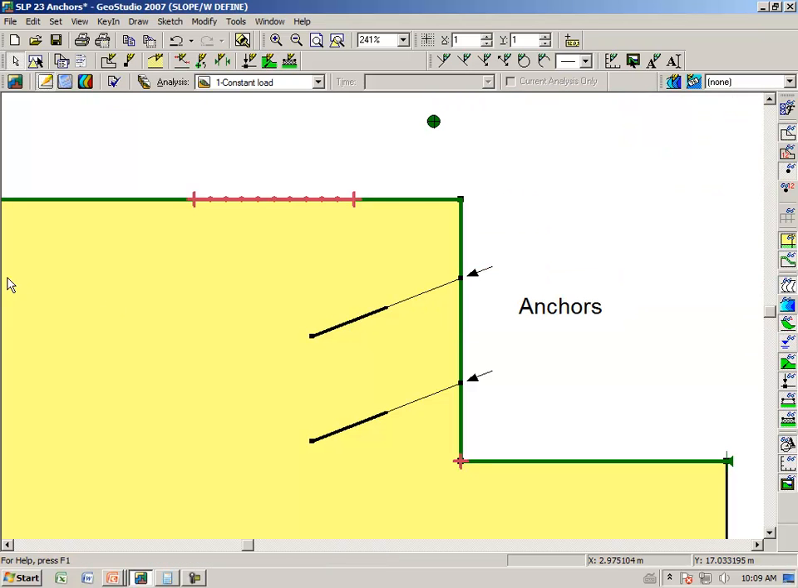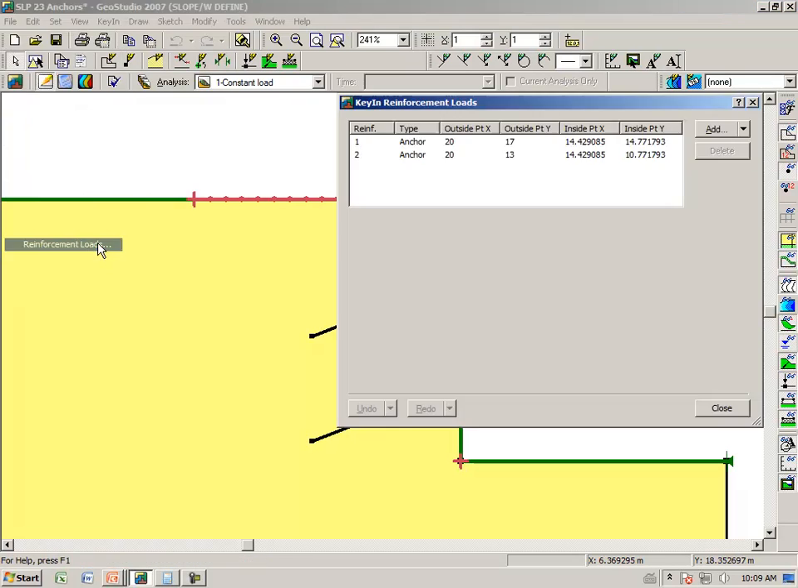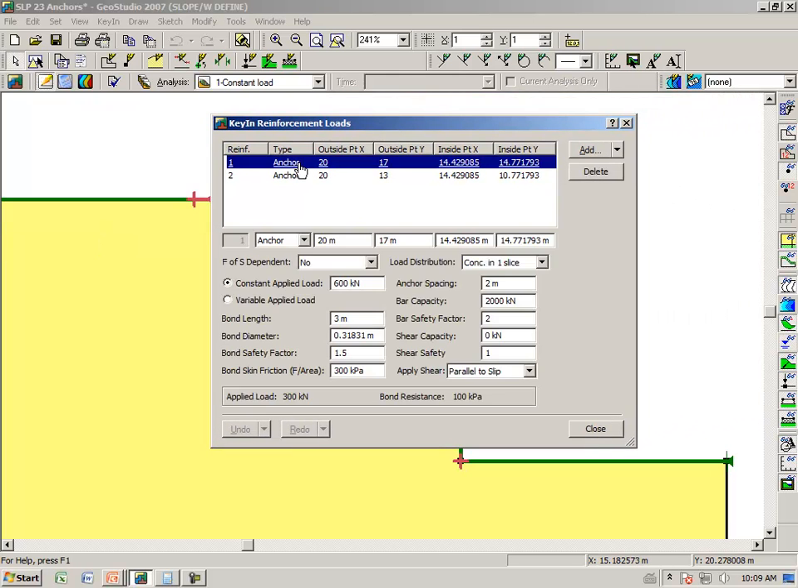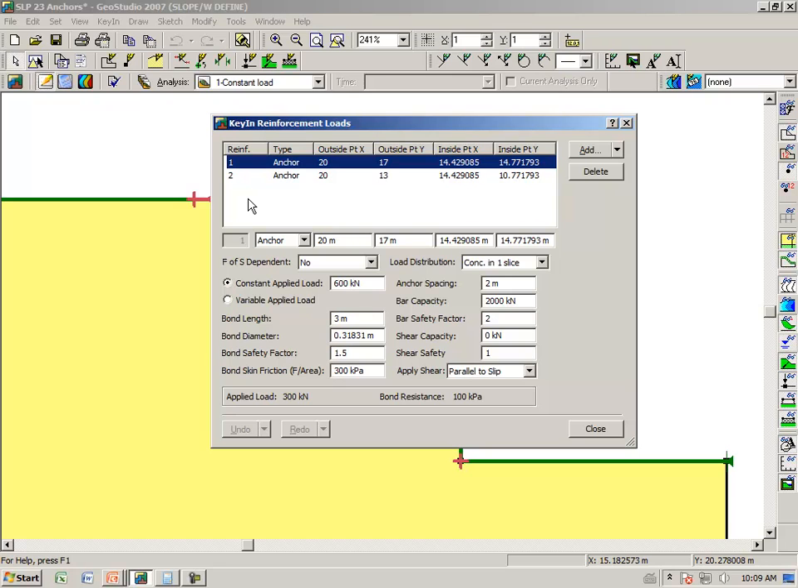Another way to look at the same data is with key in reinforcement loads. And here both anchors are listed. We can select either one. The advantage of the key-in reinforcement dialog box is that we can select multiple anchors and change parameters on those anchors all at the same time. I will try and illustrate this a little later on.